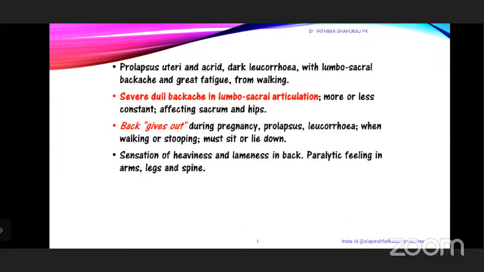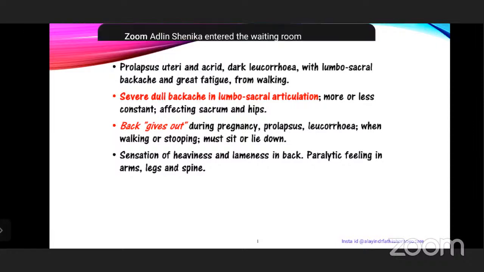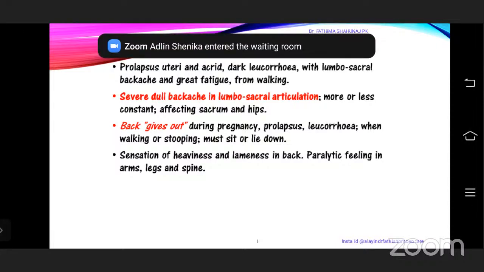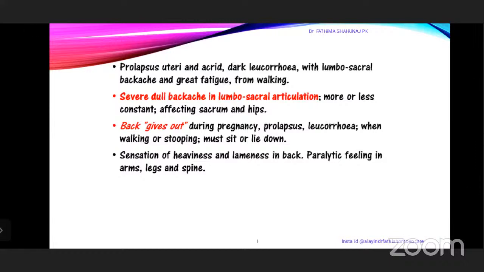Then prolapse of uteri and acrid dark leucorrhea with lumbosacral backache and great fatigue from walking. And there will be severe dull backache in the lumbosacral articulation, more or less constant, affecting sacrum and hips. So again, as I told earlier, severe dull backache in the lumbosacral articulation is the key symptom.